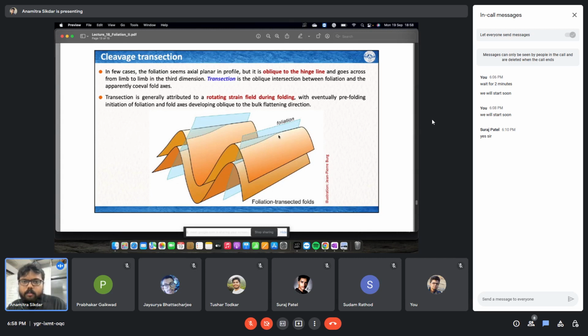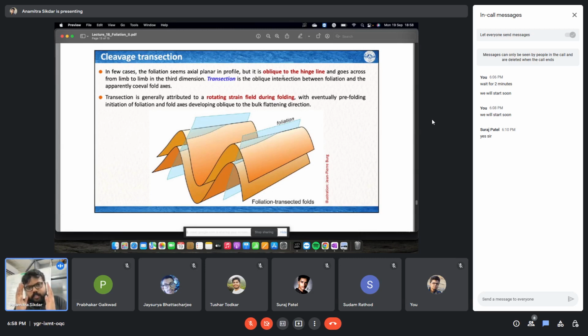Sir, in this slide they are talking about a rotating strain field during folding. Sir, what is a rotating strain field? Okay, suppose you are deforming something. So initially when you deform something, for example for the fold, the extension will be vertical and the compression will be horizontal. So the strain ellipsoid will be vertical like this, like an egg.